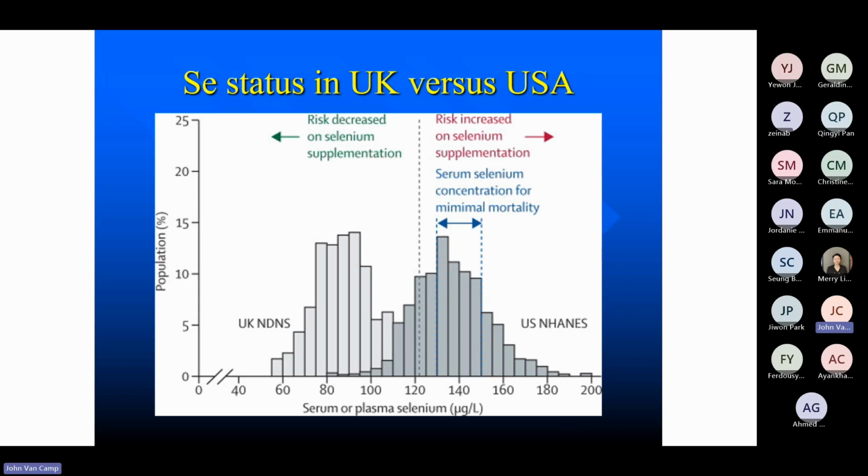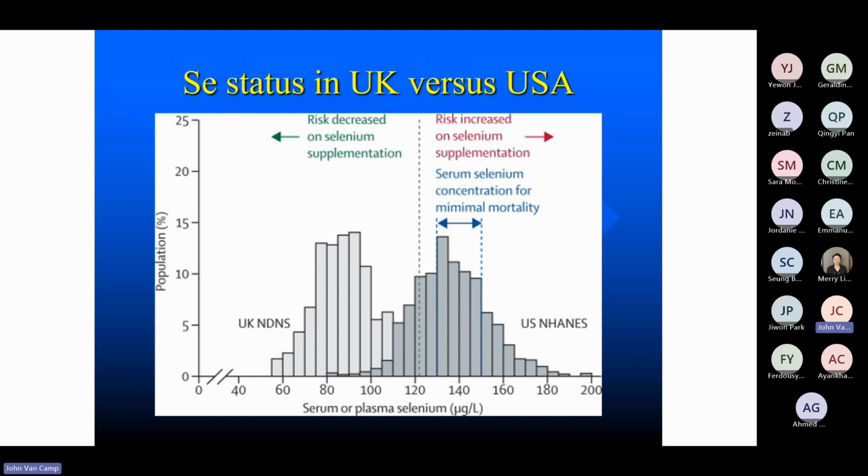And the final slide for this chapter can show you more or less the situation of selenium content and status in Europe versus the USA. On the left side, this first Gaussian distribution, the light gray, is the situation in the UK, where they had an NDNS study, a survey done a couple of years ago, where you can see that the average mean value for selenium status is between 80 and 100 micrograms of selenium in the plasma.